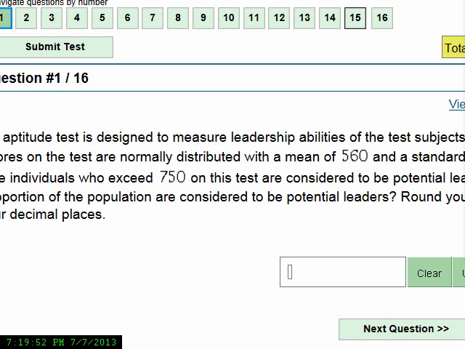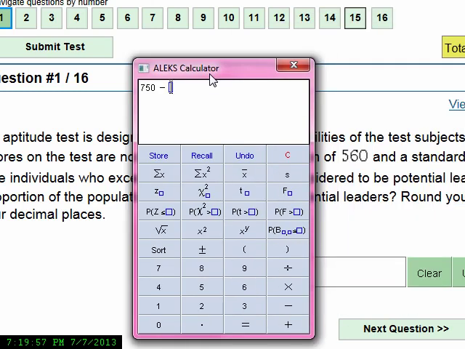So exceed 750, that's our x-score, minus 560, which is the mean, and divided by the standard deviation. And so that gives us a z-score of about 1.583. So that 750 is about 1.5 standard deviations above the mean of 560.